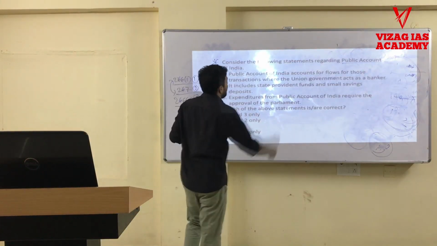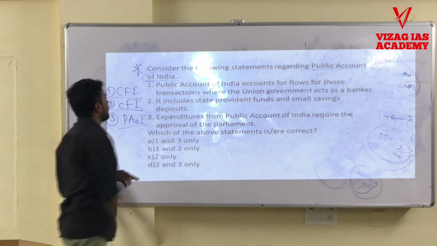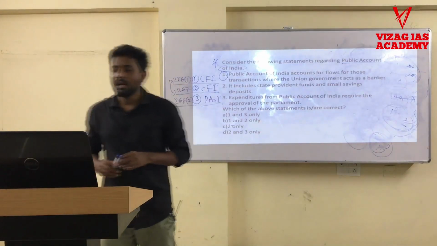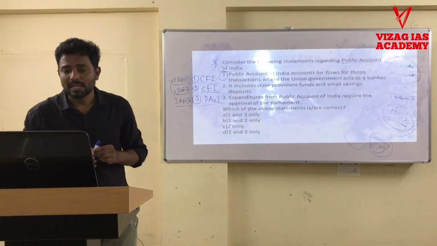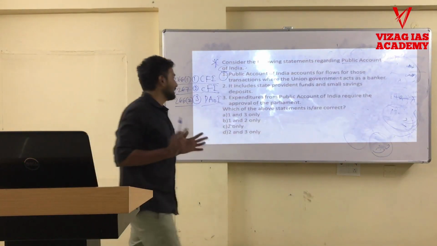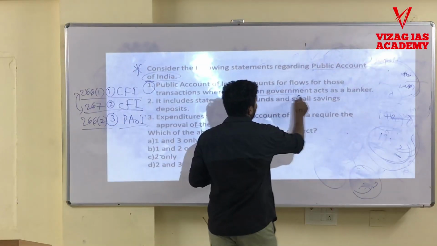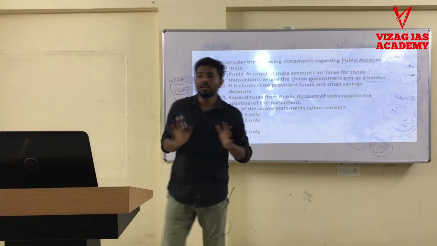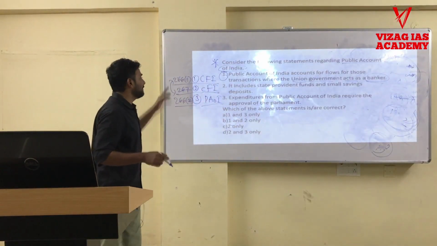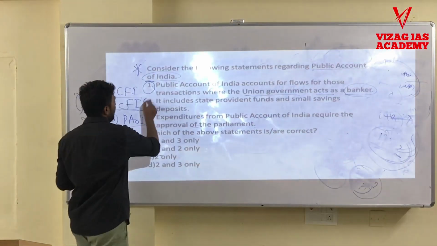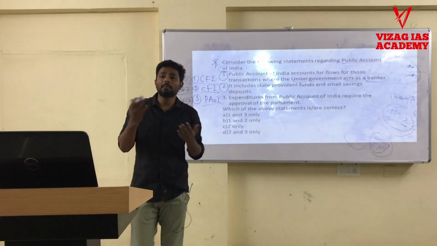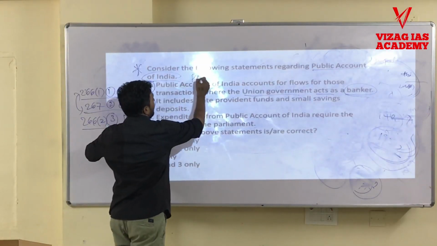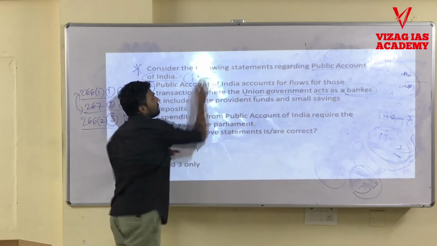And now there are certain statements regarding the Public Account of India. Statement number 1: Public Account of India accounts for flows for those transactions where the Union government acts like a banker. This is statement number 1. Even before statement 1, we must discuss what is the Public Account of India. So what constitutes the Public Account of India?